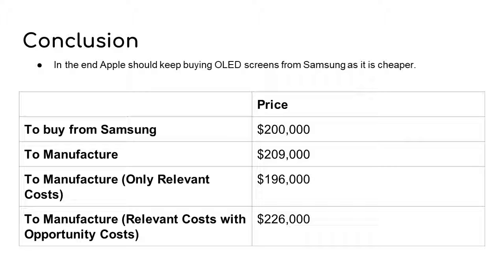Looking at all the estimated values presented in this table, we can conclude that Apple should keep buying their OLED screens from Samsung because it is cheaper for them to purchase them than to produce them themselves.